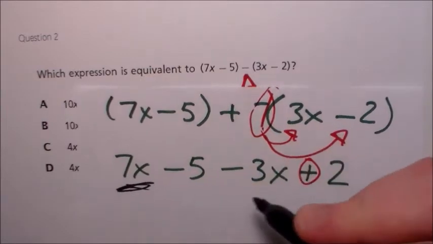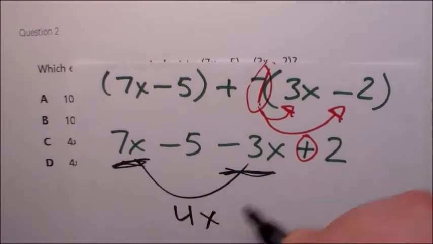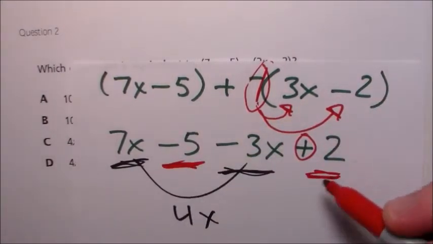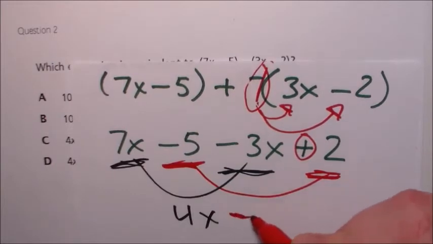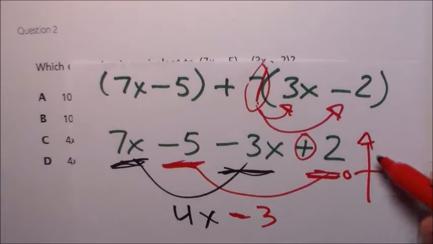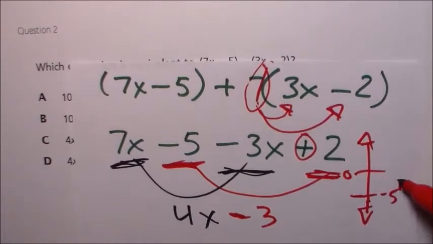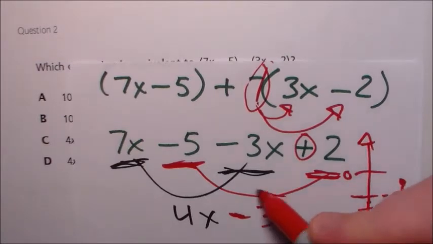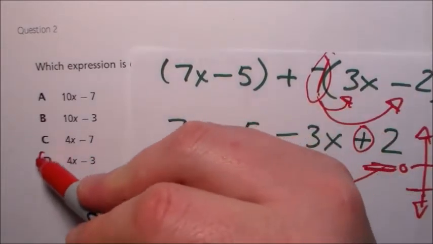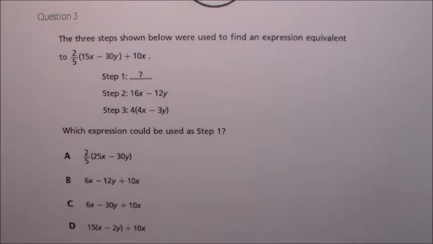We have 7x minus 3x gives us 4x. And we have minus 5 plus 2 gives us minus 3, right? Because you're on a number line. Here's 0. Here's negative 5, and you add 2, you're going to get to negative 3. And that's going to be our answer. 4x minus 3. And we're good. Okay, question 3.